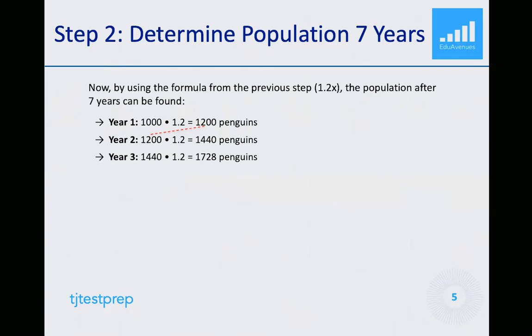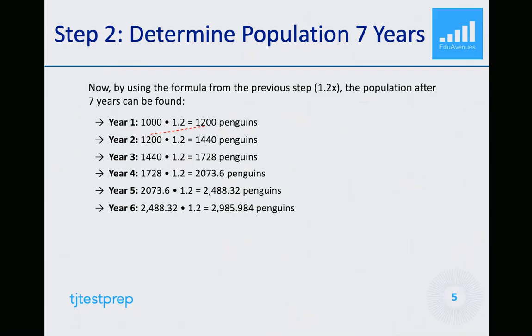Again, we can repeat the same process for year 4 and we can get 2,073.6 penguins. This would not be proper because keep in mind, we need to round to the nearest whole number when dealing with penguins. So 2,073.6 would actually round up to be 2,074 penguins. At the end of year 5, we would have 2,488 penguins after rounding up.